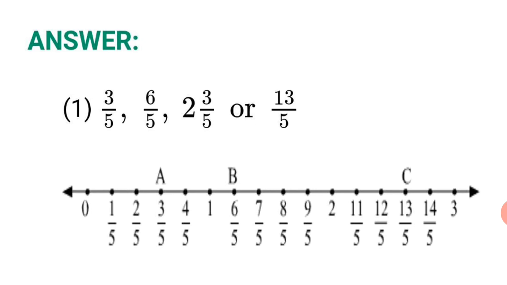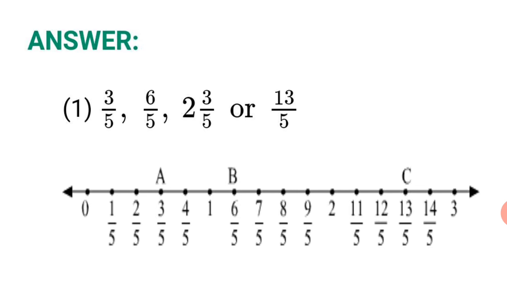And the last fraction is 13 upon 5. So you go on counting 7 upon 5, 8 upon 5, 9 upon 5, 10 upon 5 is 2. 5 2s are 10. 11 upon 5, 12 upon 5 and 13 upon 5. Finally, we have reached 13 upon 5. We mark it with letter C. So this way we have marked the given fractions with denominator 5 on a number line. I hope this is clear to you.